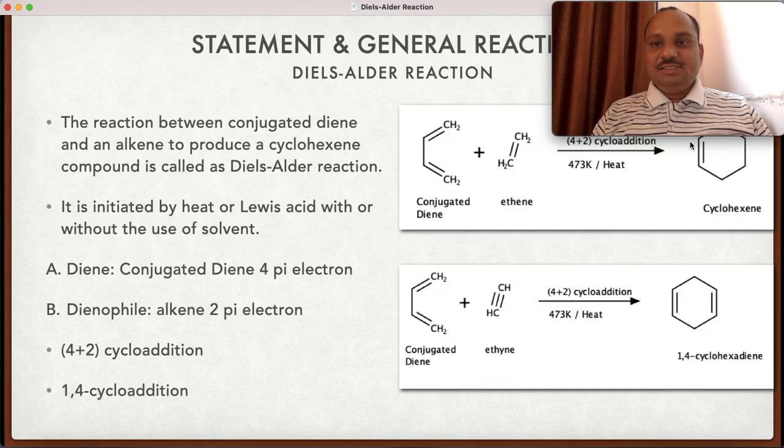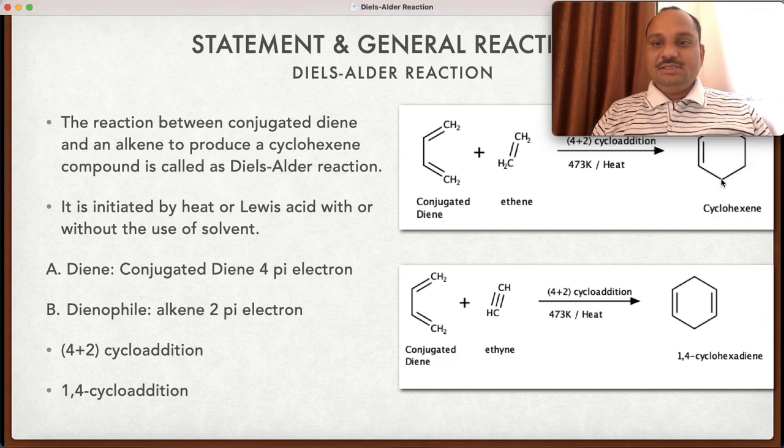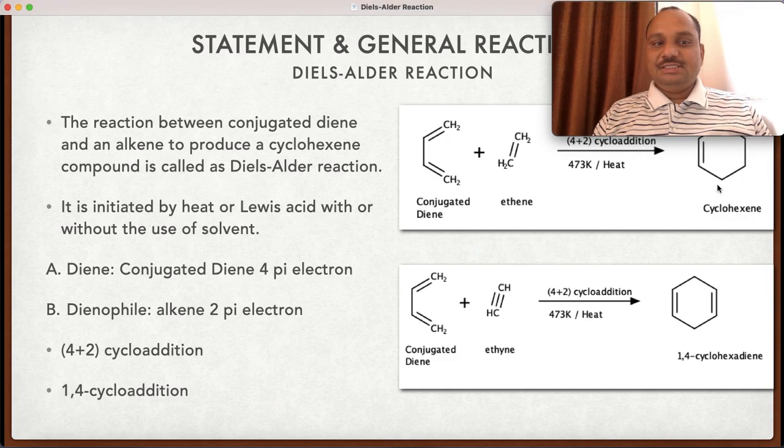Let us see the statement of this reaction. The reaction between a conjugated diene and an alkene to produce a cyclohexane compound is known as the Diels Alder reaction. It is an addition type of reaction. The first reactant is the conjugated diene and the other reactant is the alkene. On addition, it forms the cyclohexane.